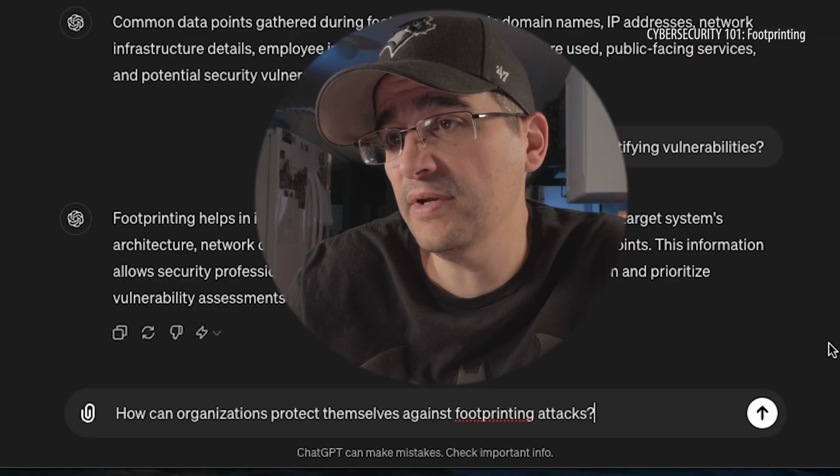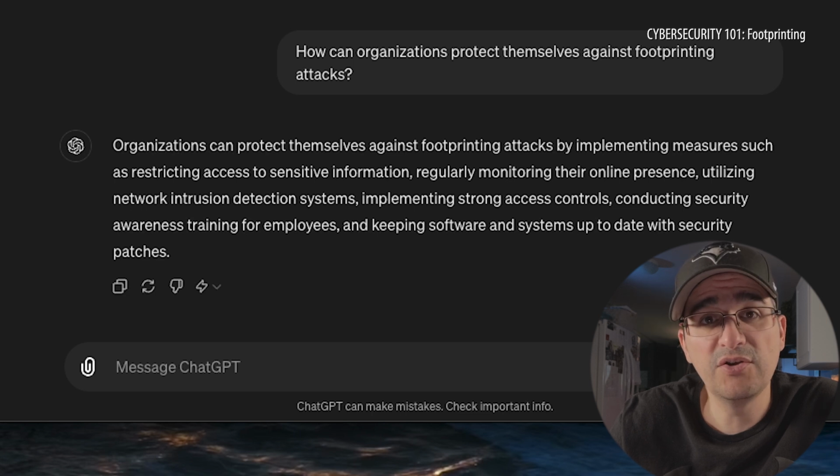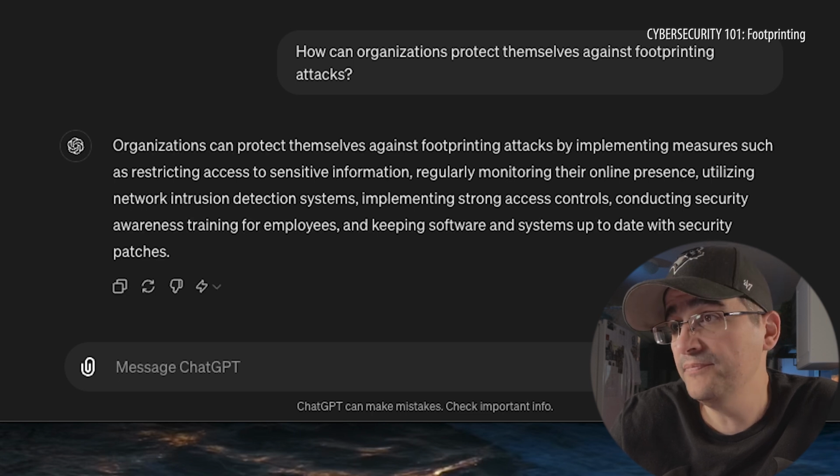So interesting. All right, us as regular people, but also businesses, it's probably more important for businesses to protect themselves from all this because that's where the money is. Here I have, how can organizations protect themselves against footprinting attacks? Implementing measures such as restricting access to sensitive information, regularly monitoring their online presence. So the less information that you have out there, the better.